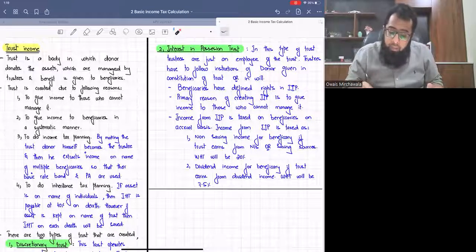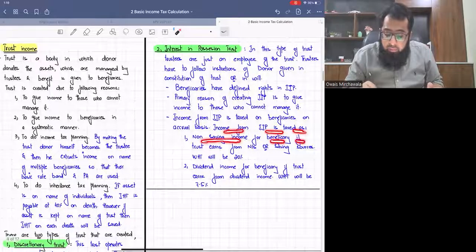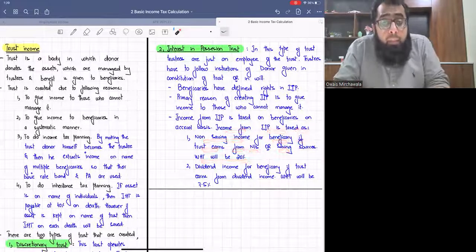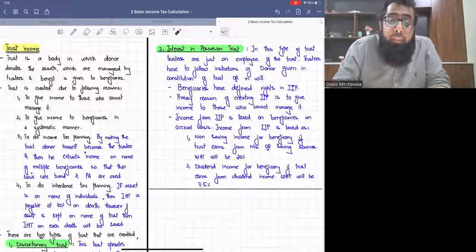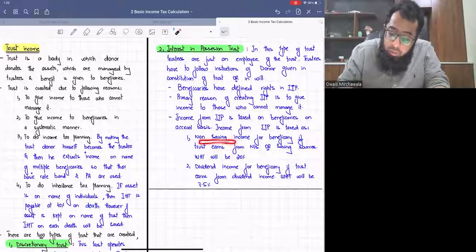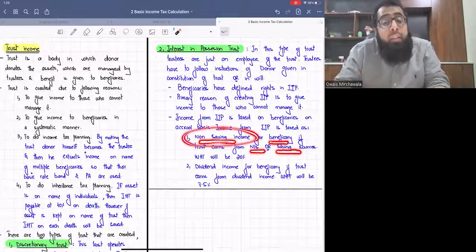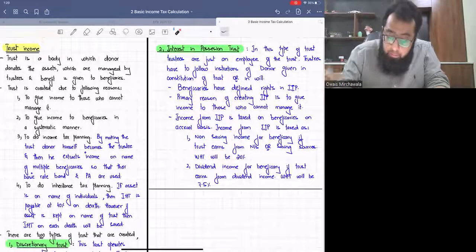Income from an IIP is taxed as non-saving income for the beneficiary if the trust earns from non-saving or saving sources. The withholding tax will be 20%. What do you mean by this? Like if the trust earns from trading activity or property activity, from non-saving or saving sources, the beneficiary will also be taxed as non-saving income. The withholding tax will be 20%.